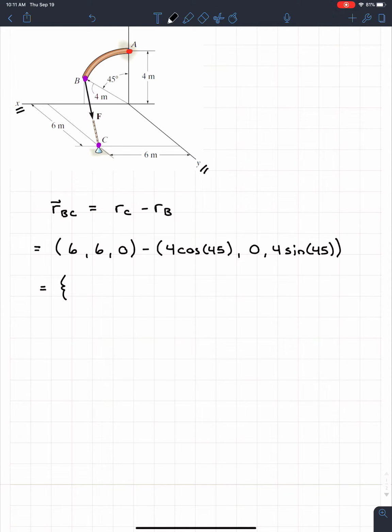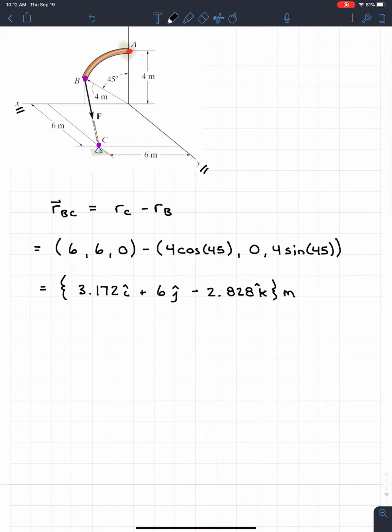So what I get is 3.172 in the i direction, plus 6 in the j direction, and I finish it off with minus 2.828 in the k direction. That's my position vector in meters. Those are the components if I wanted to get from point B to point C.